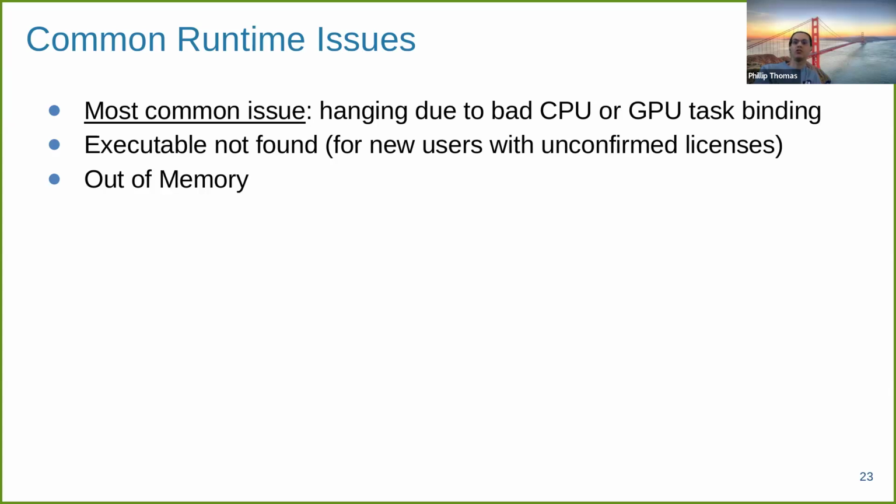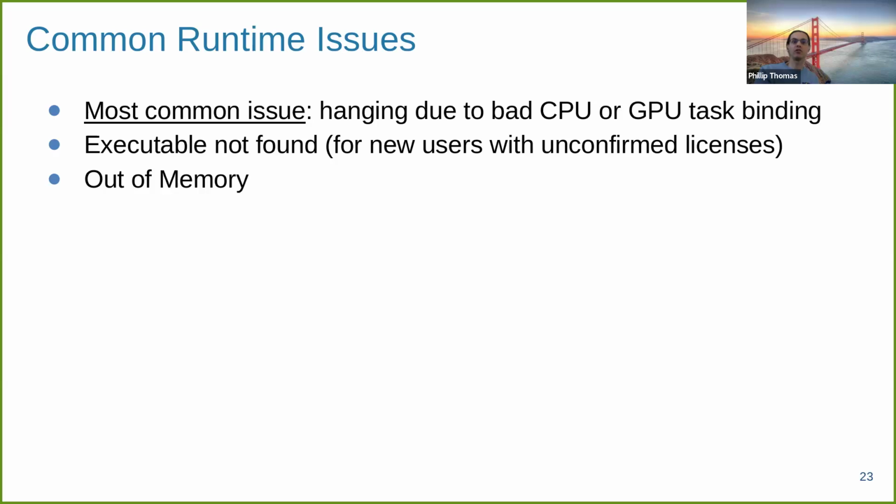The very most common issue that I see as a consultant when looking at VASP jobs that have failed is the issue of hanging due to either bad CPU or bad GPU task binding. And this can be caused by either running on hyperthreads, which overcommits the CPU cores, or by using a GPU binding other than gpu-bind=none. Or if you run the wrong number of MPI ranks on a GPU node, this can also cause this issue.